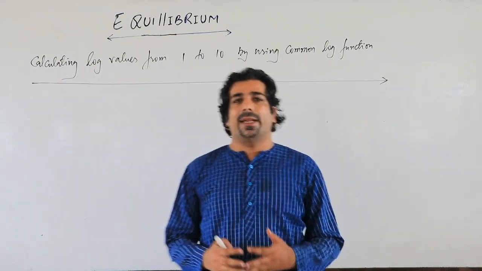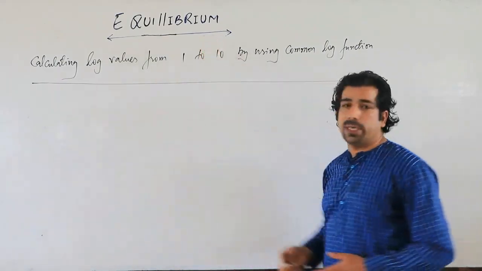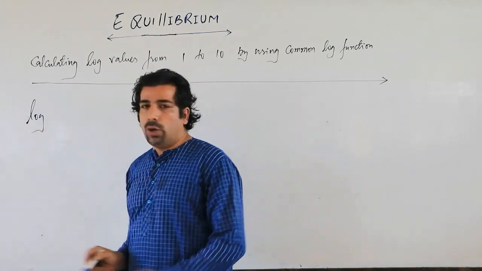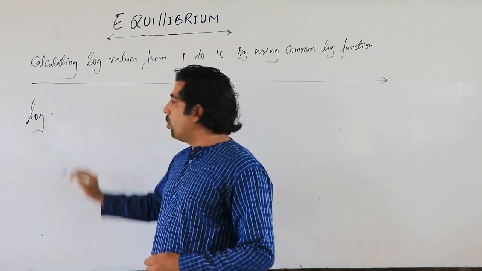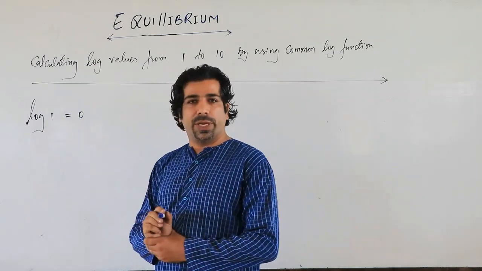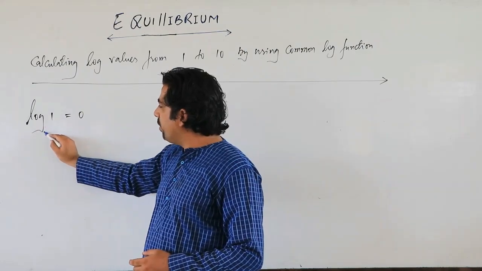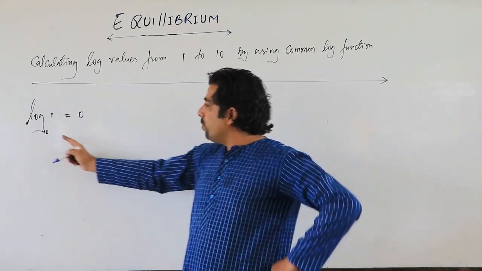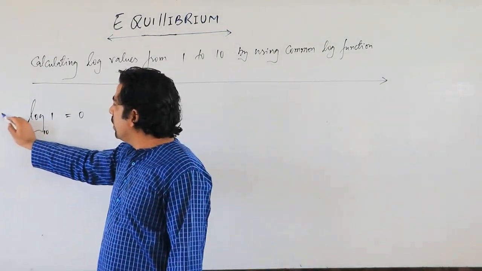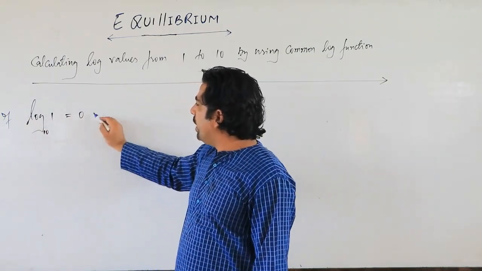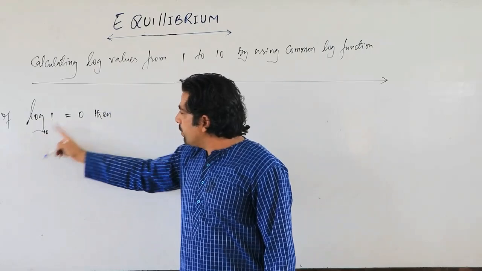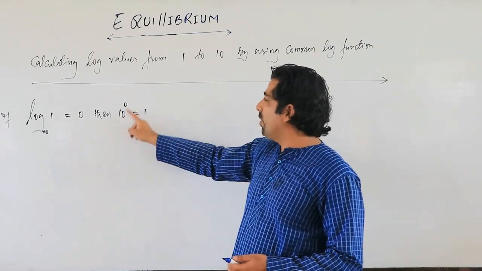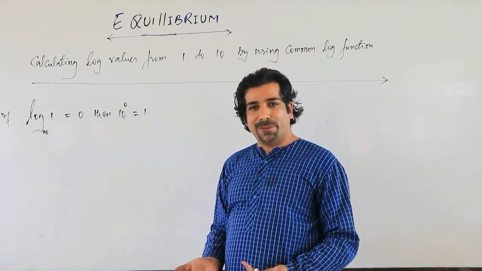Dear friends, let us calculate the log values from 1 to 10 by using the common log function. Have a look here. We have log 1 here. Log 1 is equal to 0, my dear friends. What is the base for the common log? Everybody knows it is 10. You need not mention it. What was our expression, if you remember? If log 1 is equal to 0, then 10 raised to the power 0 is equal to 1. So obviously 10 to the power 0 is equal to 1 only. That was my expression.